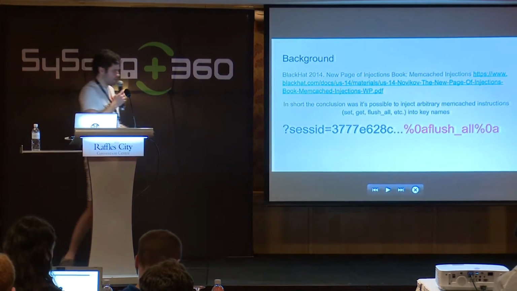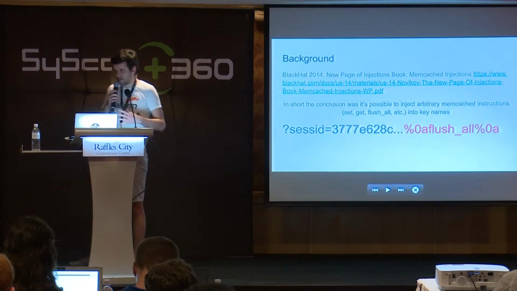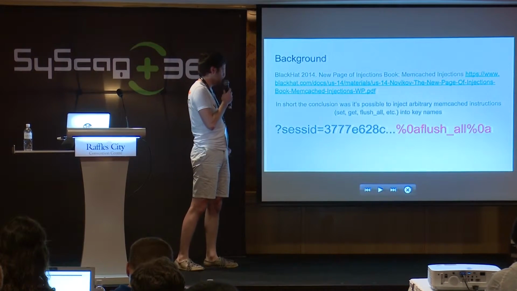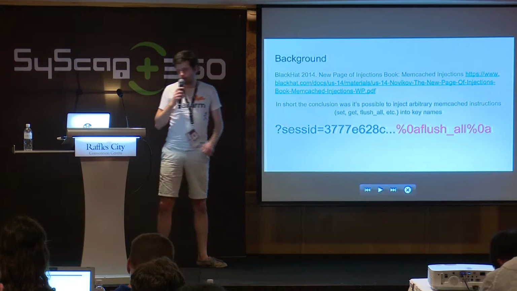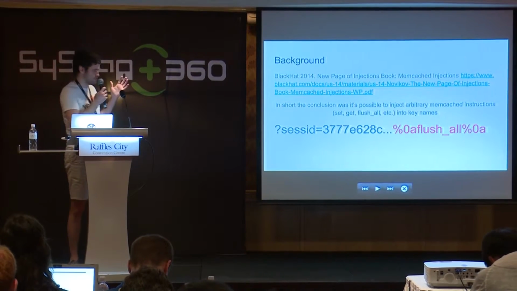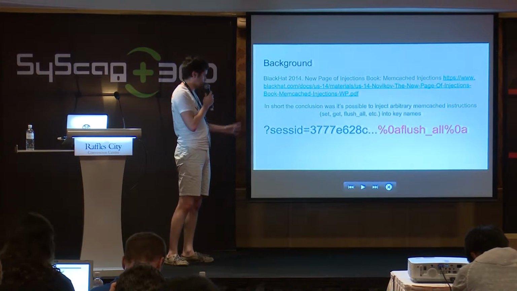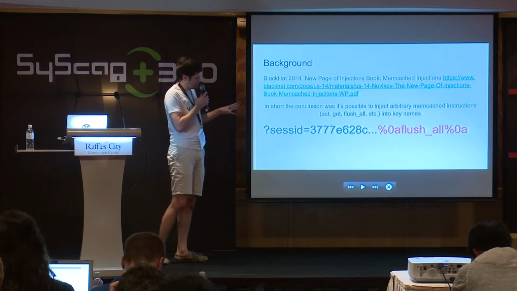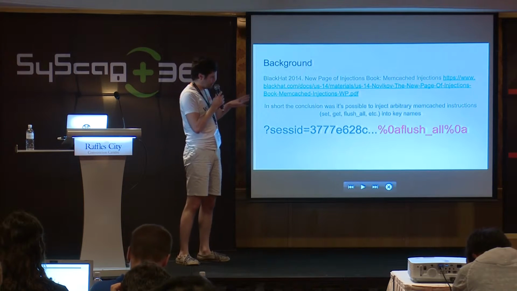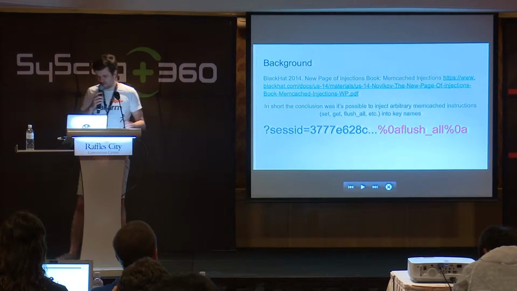So let me introduce you first to some background of this work. This work is a continuation of my previous work about memcached injections presented at Black Hat 2 years ago. In short, the conclusion of this work was that it is possible to inject arbitrary memcached commands such as set, get, flush_all, and others into key names. A simple exploit can look like this, with the payload highlighted in red, and you can see that a new line delimiter can allow us to inject different instructions in data fields.